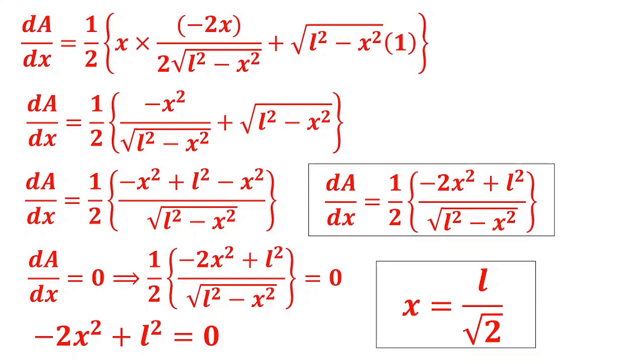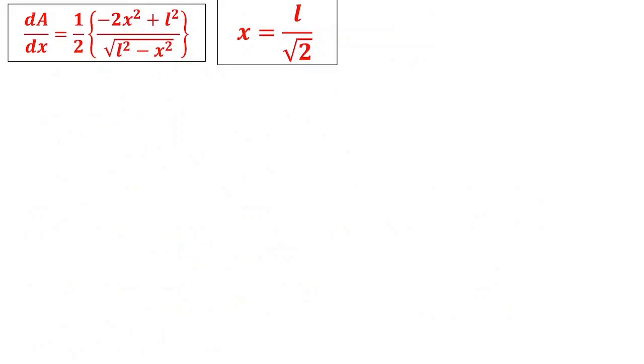Therefore, x is equal to L by root 2. We want the value of x. And I have dA by dx now, and I have x as L by root 2. Now I have to check the nature of double derivative. That is the second derivative at this x is equal to L by root 2.